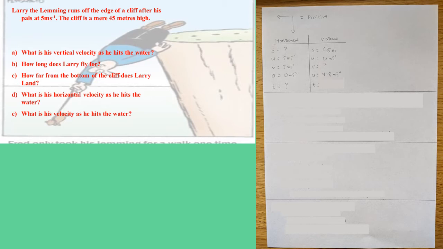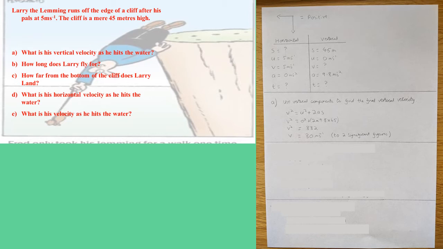And the acceleration is 9.8 meters per second squared. And we don't know time. That's another thing we're going to try and find. So to find the vertical velocity, the clue is in the question there, the vertical velocity. That means we need to use the vertical components. So v squared equals u squared plus 2as. If we put the numbers in and then simplify, we get a final vertical velocity of 30 meters per second.